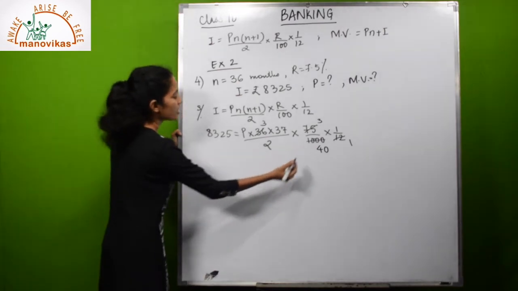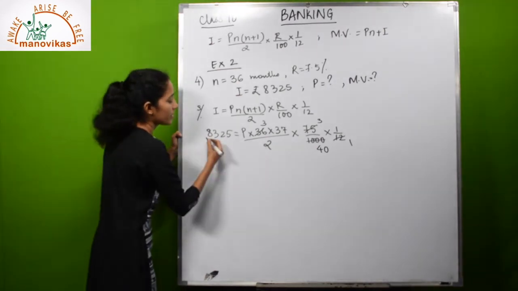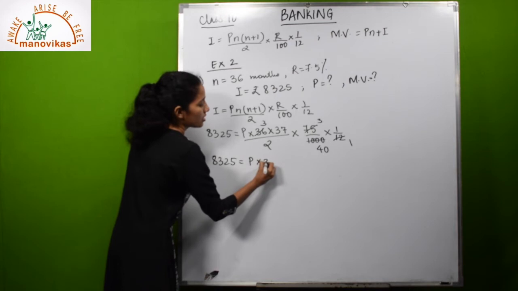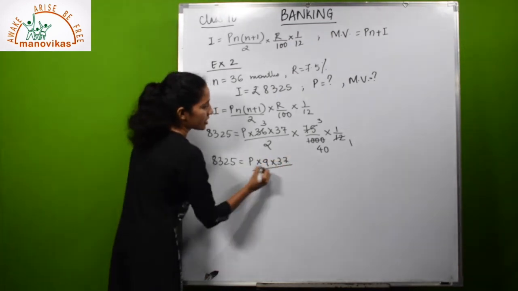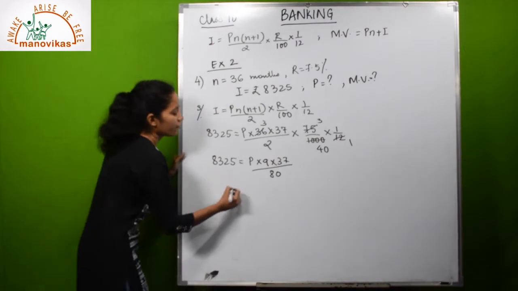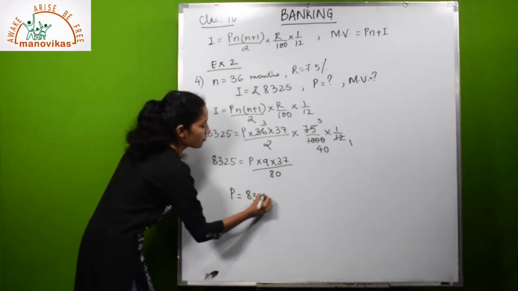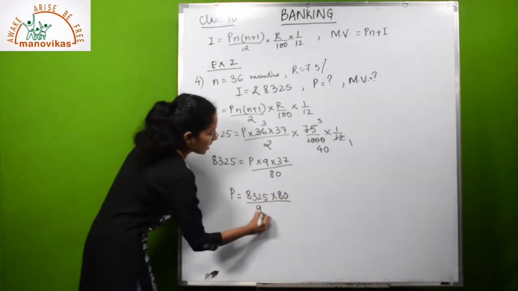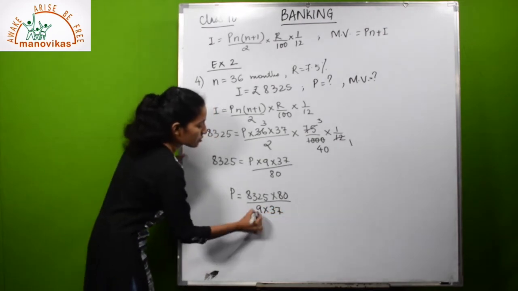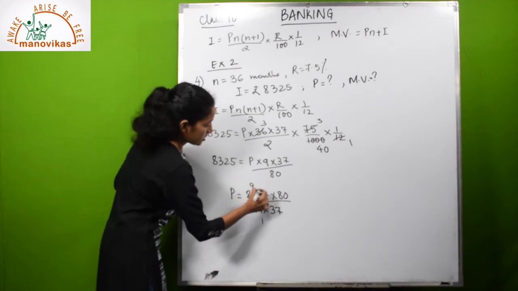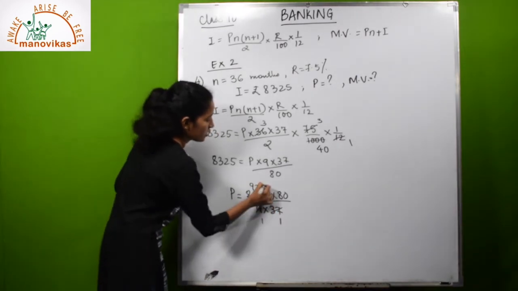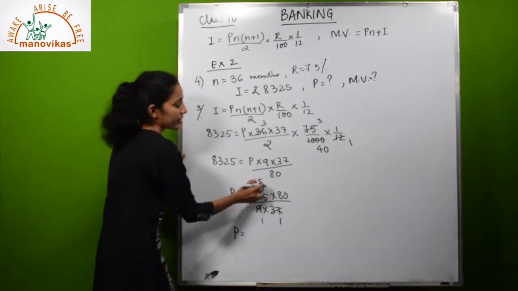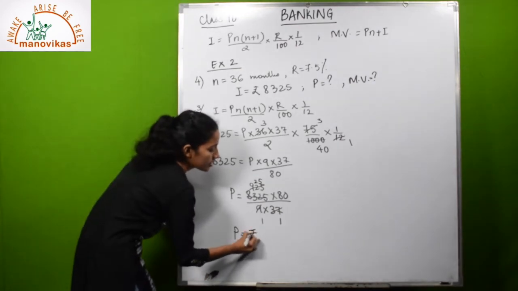So now what is remaining in the denominator, I'll take it here. I will cross multiply. I have P into 9 into 37 divided by 80. So therefore P is equal to 8325 into 80 divided by 9 into 37. So this will be 925, and this will be 1 and 25. So therefore P is equal to 25 into 80, which is equal to rupees 2000.